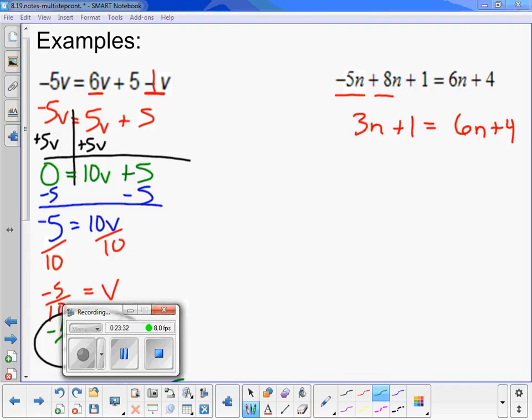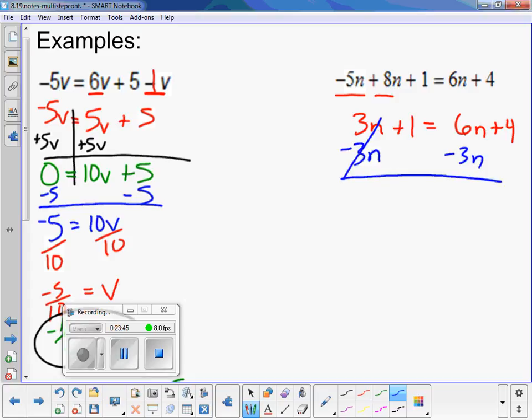And now I have n's on both sides, so which is smaller, positive 3n or positive 6n? Well, hopefully you see that the 3n is smaller, so it's positive, so to move it to the other side, I subtract it, bring down the 1, get 3n plus 4.